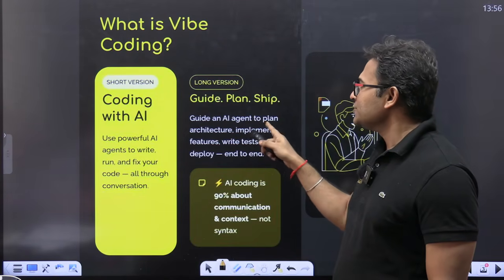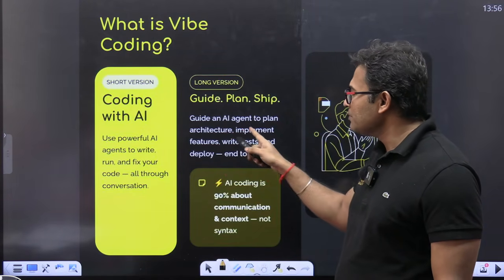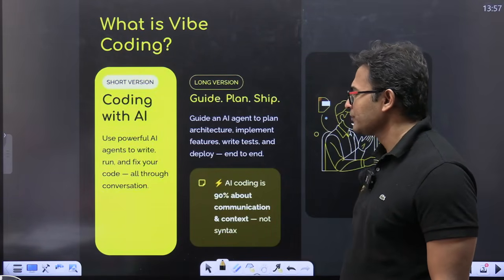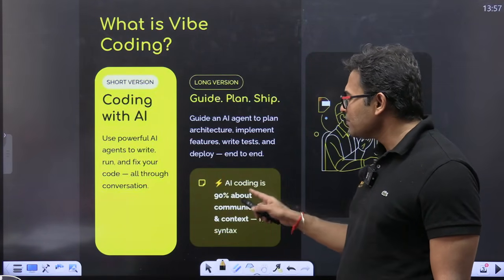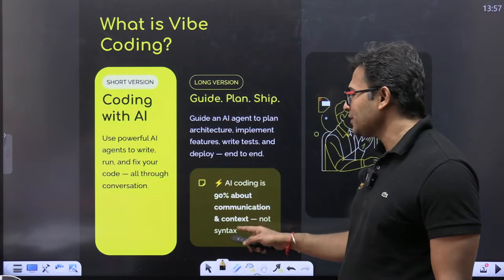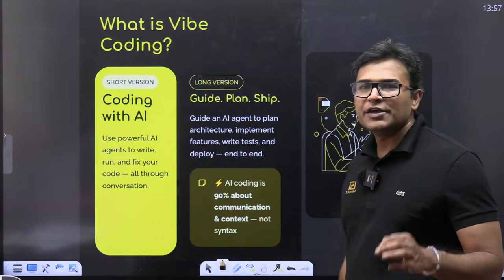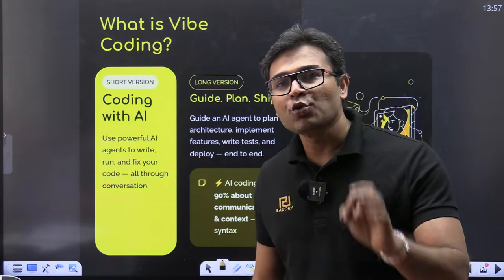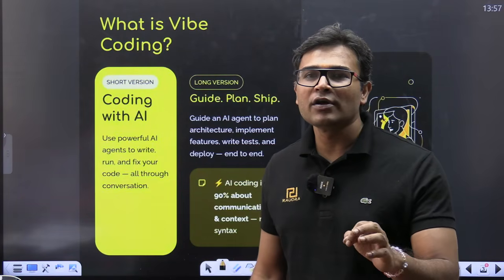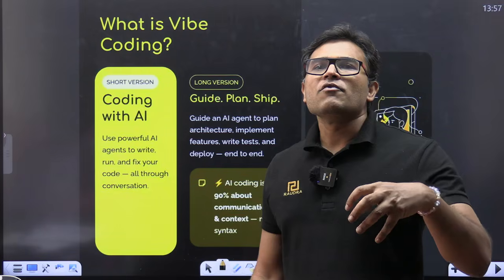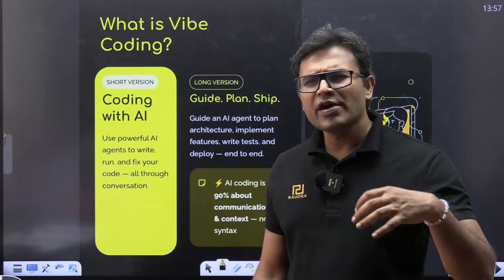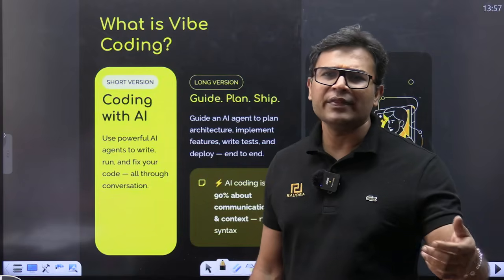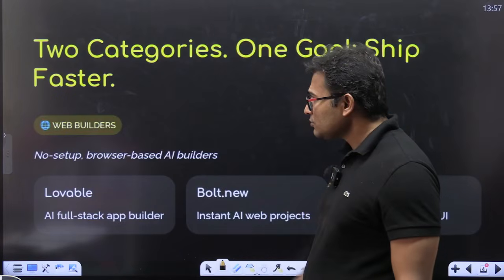Now the longer version of vibe coding is guide, plan, ship. Guide an AI agent to plan the architecture, implement the features, write the tests and deploy it end to end. AI coding is 90% about communication and context, not syntax. Days are gone where you need to memorize the syntax. The only thing that you should know is how to read and understand the code in case there are minor modifications. There will be very minor modifications, 1 or 2 lines out of 1,000 lines you might have to modify. That's it.